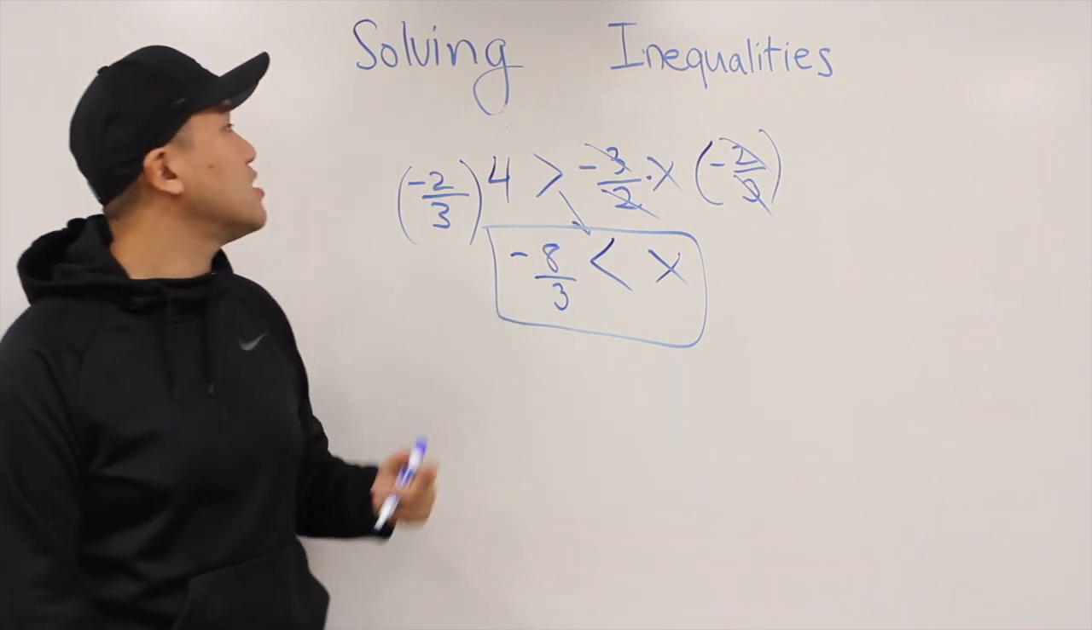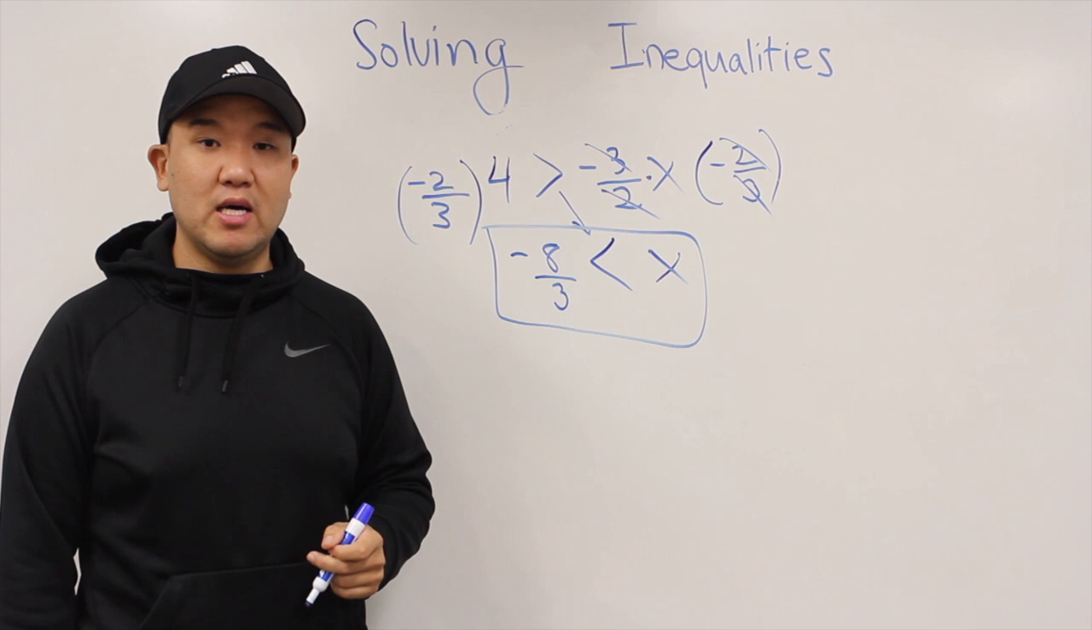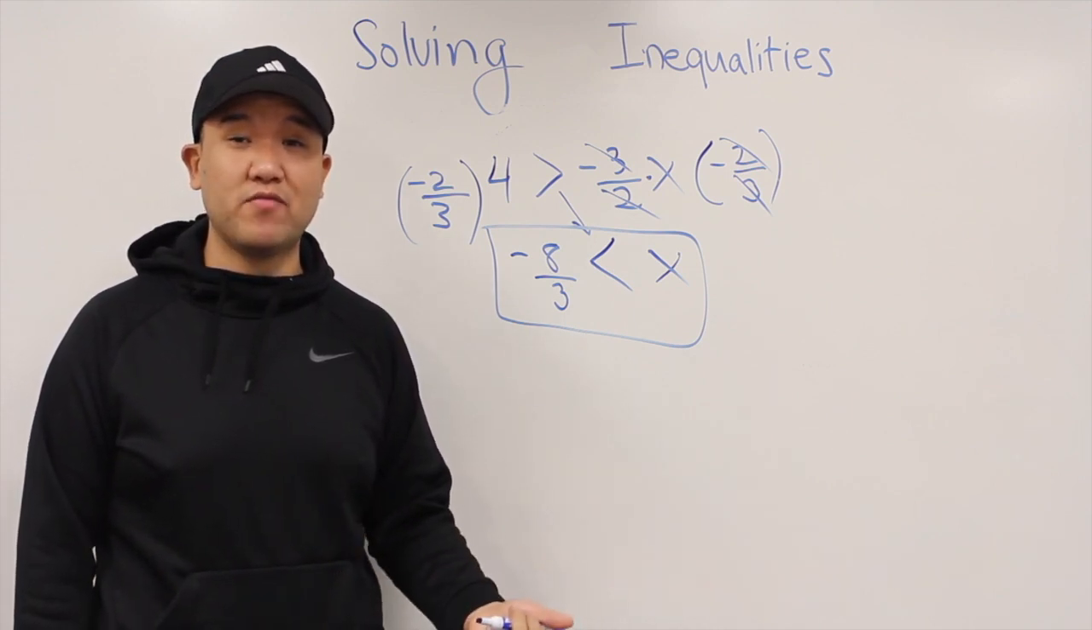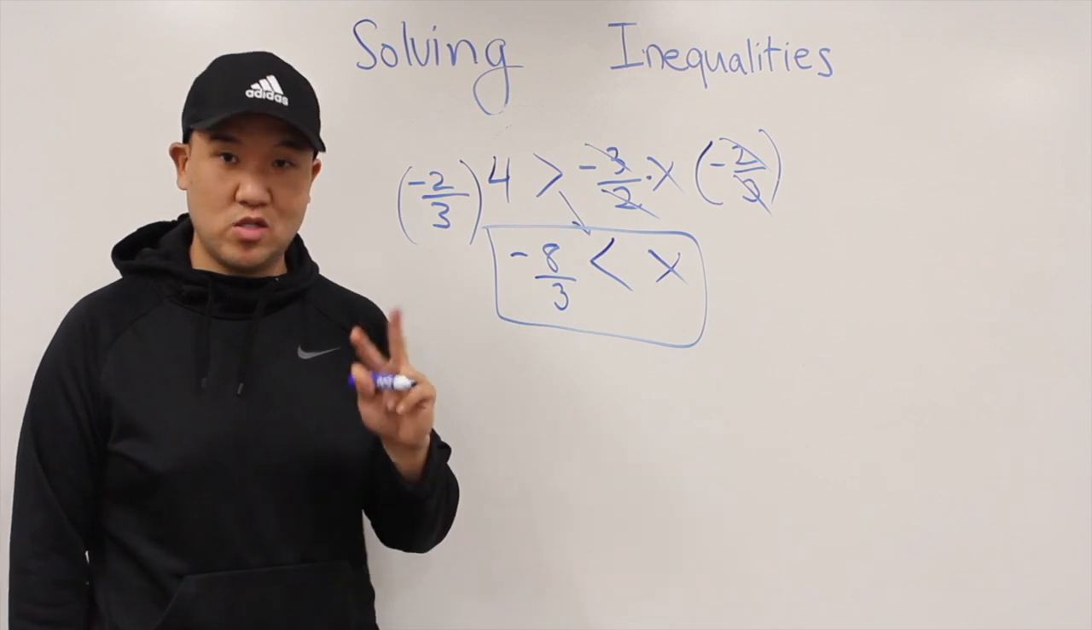So that concludes our lesson with solving inequalities. Just remember your rules. Anytime you multiply or divide by a negative, what do you have to do? Good, you got to switch the signs. So we're going to do 3 examples right now.